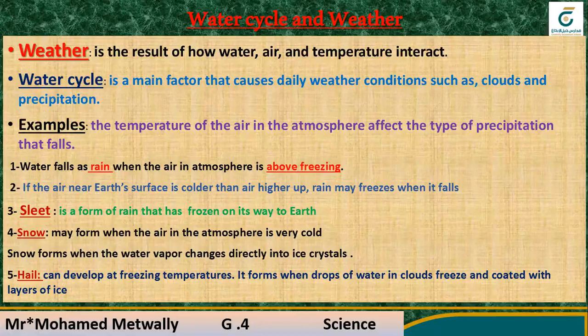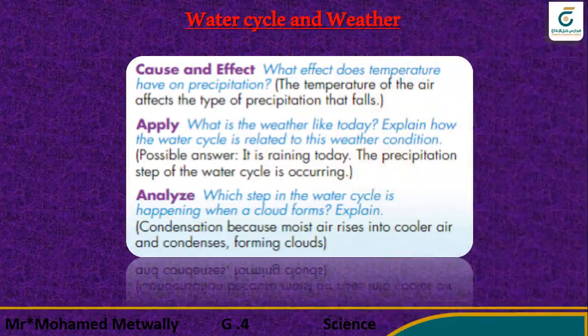Turning to another slide of today's lesson, which has some questions about the previous slide and about the water cycle and its relationship with weather. Let's get started with the first question here, which talks about cause and effect. What effect does temperature have on precipitation? Like we said, the temperature of the air affects the form of the precipitation. So the temperature of the air affects the type of precipitation that falls. So it's a strong relationship between temperature and the type of precipitation.